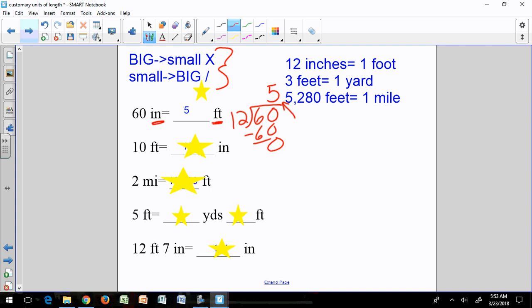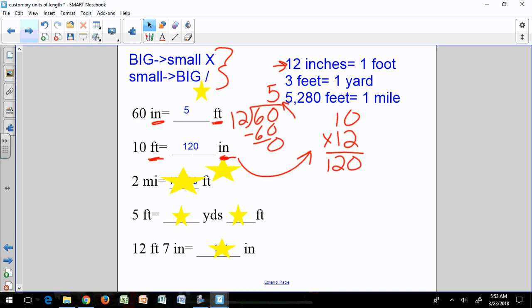Let's try the next one. I have 10 feet, but I want that in inches. So, since I'm going from something big in feet to something smaller in inches, I would multiply. 10 times 12, because we have 12 inches in 1 foot, so 10 feet multiplied by 12, I'll get 120. And let's check. Yep, that's our answer.